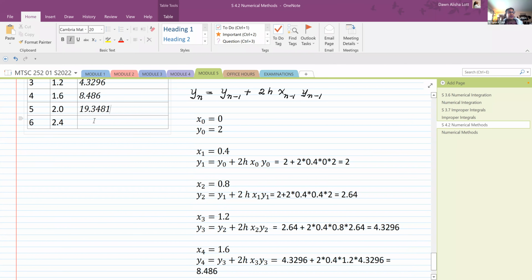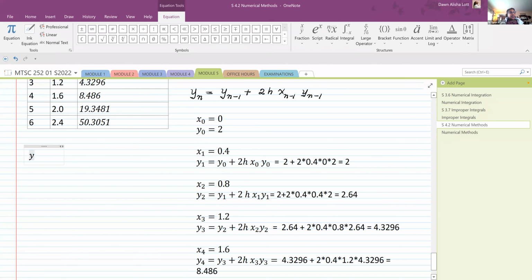And then you guys should verify for yourself that the last one is 50.3051. So therefore we can say y of 2.4 is approximately, that is not approximate, that is the wrong symbol. This is approximate. 50.3051. And that would be the answer to the question.